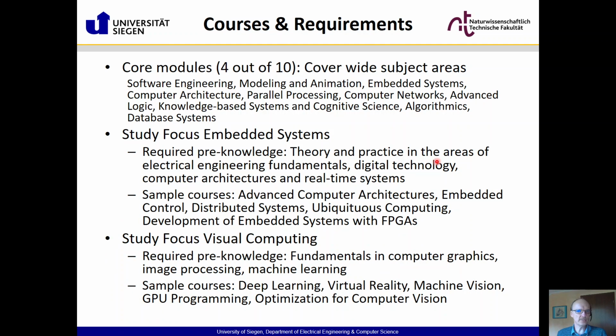Here again, the core modules, you have to pick 4 out of 10. The majority, some 8 of them, are taught in English and only 1 or 2 are taught in German. In the study focus in embedded systems, we require specific prior knowledge in the context of electrical engineering fundamentals, also digital design and technology, computer architecture, and real-time systems. Some sample courses are listed below for the study focus of embedded systems. In the study focus of visual computing, we require some fundamental knowledge in computer graphics, image processing, and machine learning, and some sample courses for visual computing are listed below.